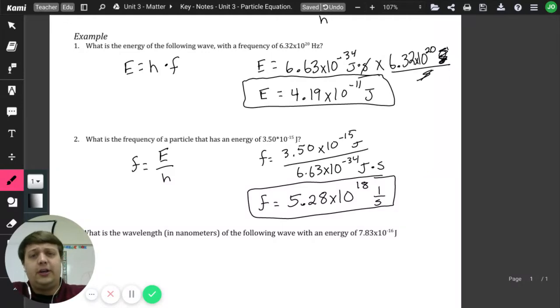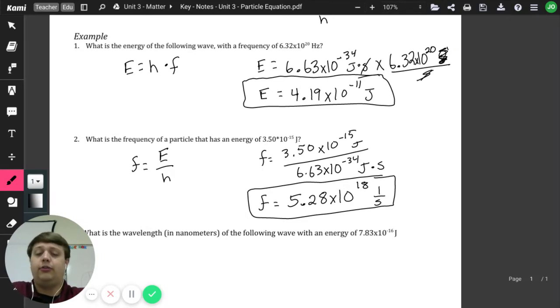Your answer should have ended up being 5.28 times 10 to the 18th, 1 over s, or s to the negative 1, or hertz. Any of those units would have been fine. But how did I get that? First off, I knew I was solving for frequency. They asked me, what is the frequency of a particle that has the energy of 3.50 times 10 to the negative 15th joules? So I do frequency equals energy over Planck's constant.